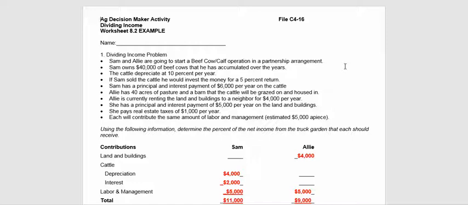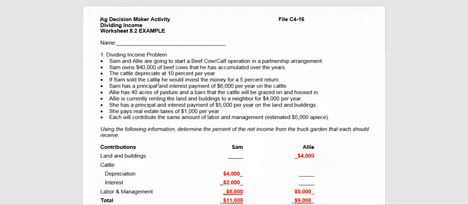So all we're going to do here is just simply figure out what each person or partner is contributing to this partnership so that we can then determine how to split the income from the partnership. And then we'll figure out how each individual partner figures out on their cash flow or pencils out on their cash flow.